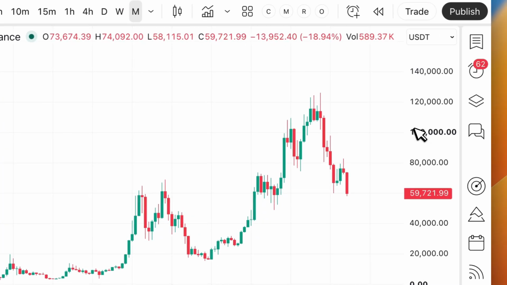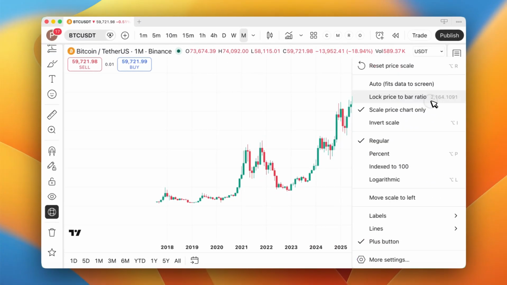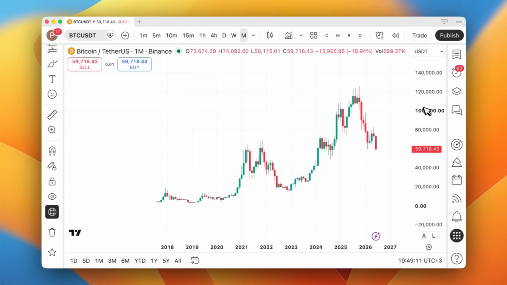If you click on it, nothing changes. You click away again, nothing changes. So what does this do? Let me show you. Now, let's add an indicator to the chart to show how this works.